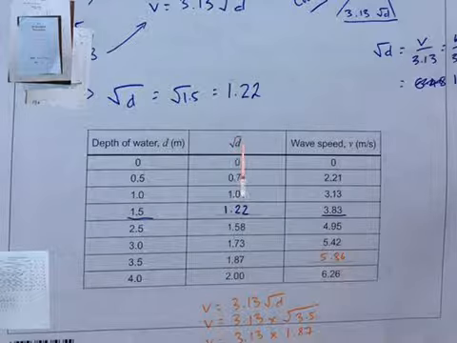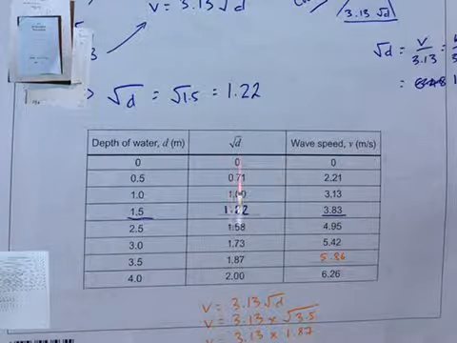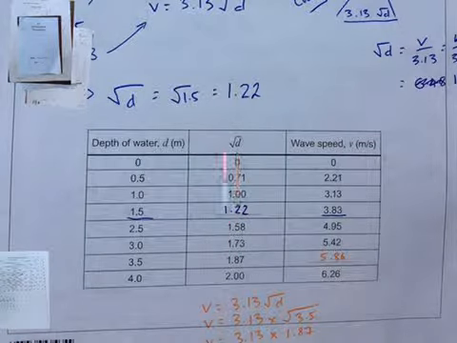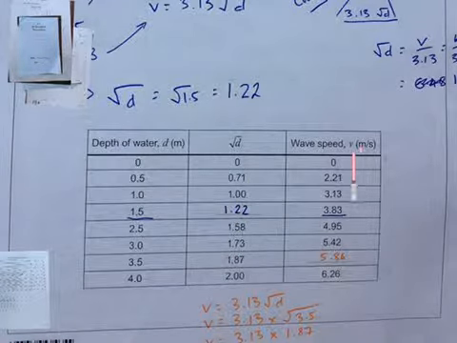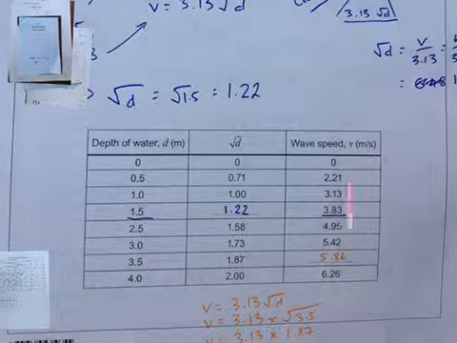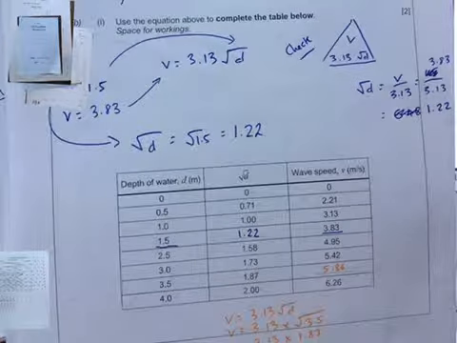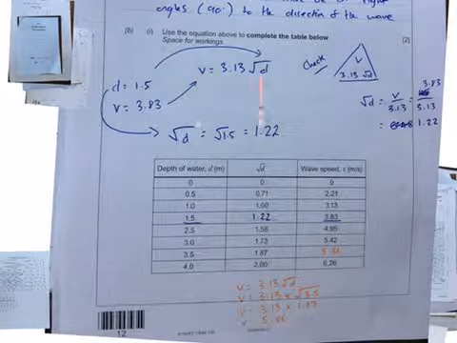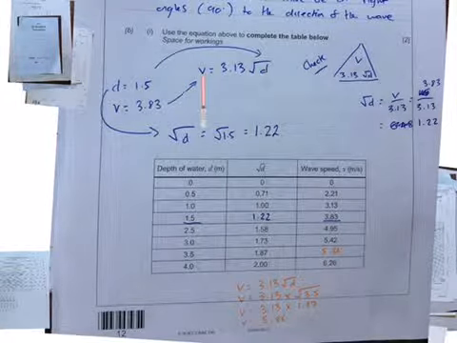So the square root of D is 0 there. The square root of D there is 0.71. So just keep that in mind a minute. Then you've got wave speed, which is meters per second. So I want you to fill in the blanks using that equation. Well, I've rewritten the equation. I always rewrite them. I don't know why. It just makes a lot of sense to me.